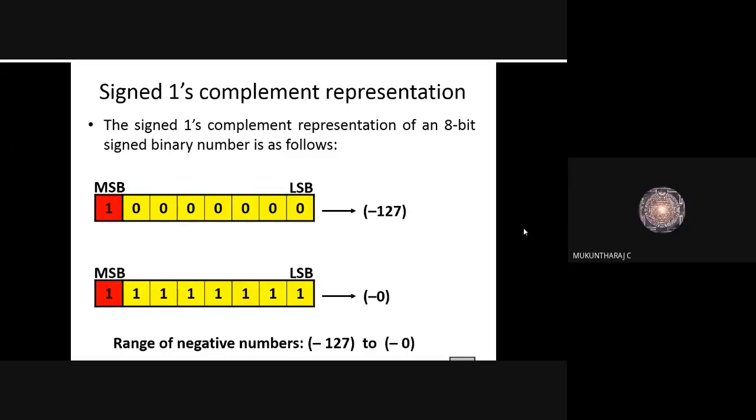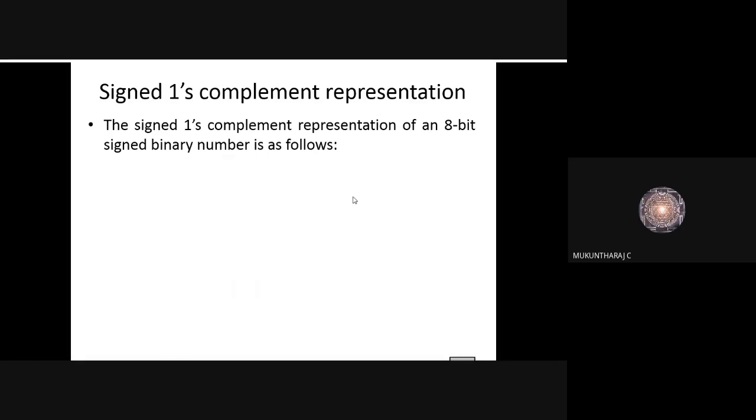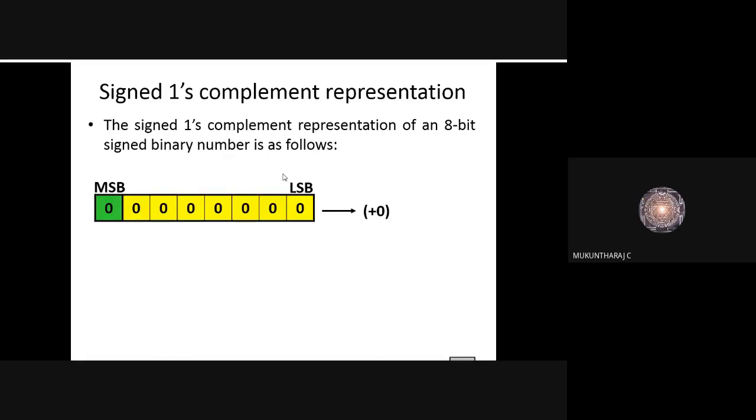So, students, the range for signed ones complement representation for a negative number is minus 127 to minus 0. That is what we have discussed. Now, how can a positive 8-bit number be represented in signed ones complement representation? We will see.